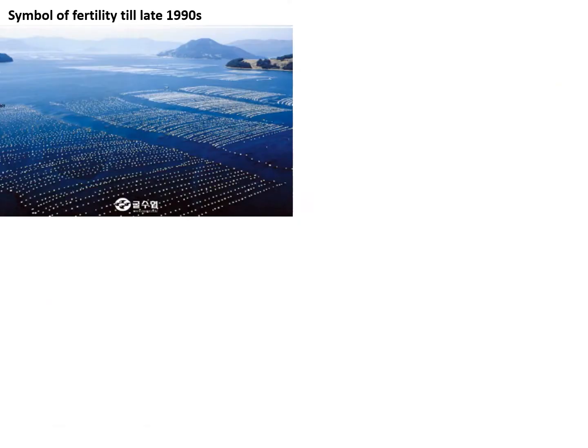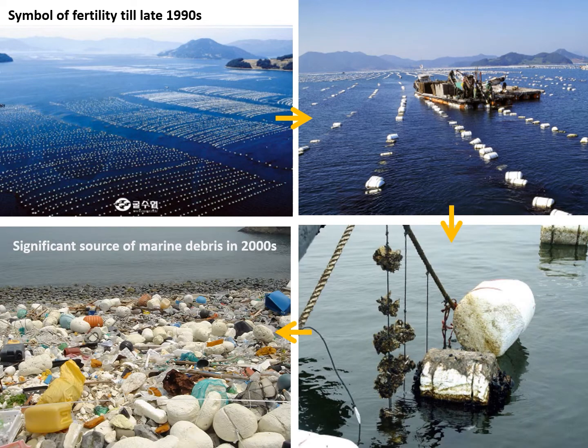Next example is from the Republic of Korea. We used the conceptual model and result chain in developing the policy on styrofoam buoy debris from aquaculture. The styrofoam buoy was the symbol of fertility of the aquaculture field of Korea, but it turned out to be a significant marine debris source in the 2010s. We found out that styrofoam buoy was the number one beach debris item from the Korea National Marine Debris Monitoring Program result.